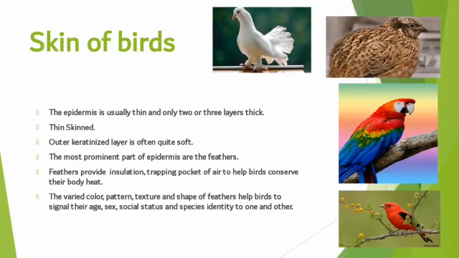Then we have skin of birds. Epidermis is usually thin and only 2 or 3 layers thick. We can say it's a thin-skinned animal. The outer keratinized layer is often quite soft.